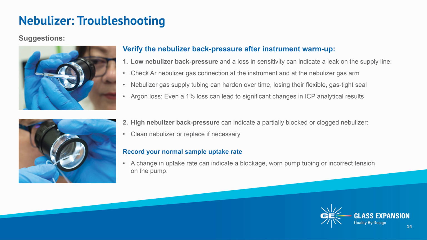If you notice low back pressure and a drop in sensitivity, check the argon gas connection at the instrument and nebulizer gas arm. Over time, the PVC or polymer tubes used for gas supply can harden and lose their grip. Even a small 1% loss of argon can cause noticeable change in your ICP readings. If the back pressure is too high, it could mean that the nebulizer is partially blocked.